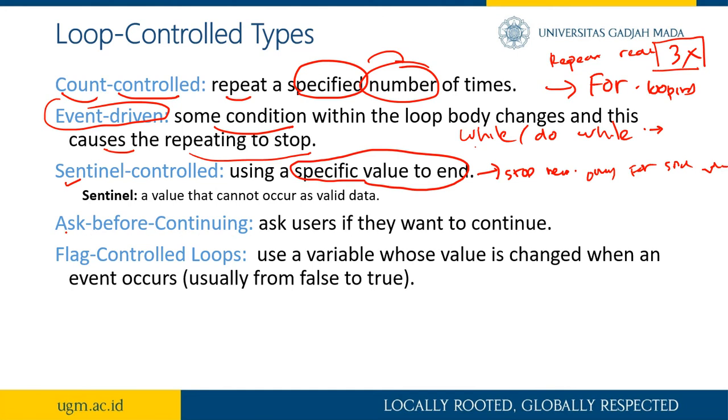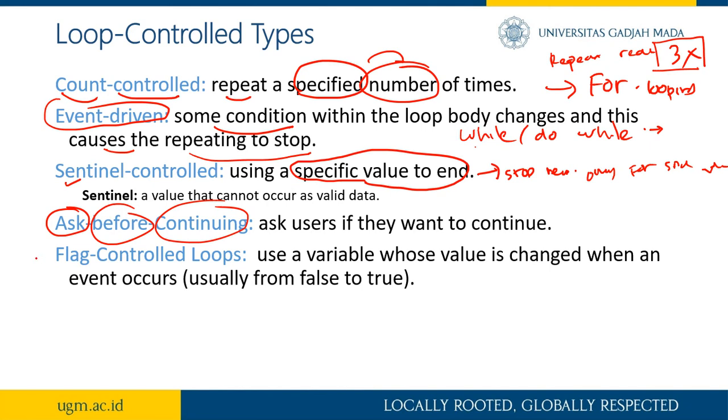And next, we can also find the type that asks before continuing. So it's like, do you want to continue? If yes, I press something, and then it will ask again, do you want to continue? I type something again, and do you want to continue? I press no, and then it will exit.